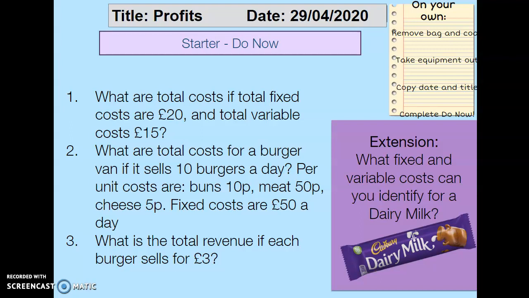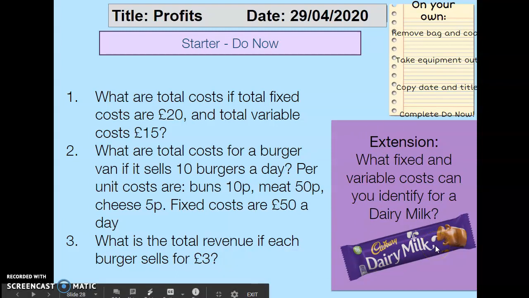Question 3. What is the total revenue if every burger sells for £3? Remember that the burgers that you sell in one day are 10. So we're selling 10 burgers per day, and we know that the price is £3 for every single burger. Extension question here. What fixed and variable costs can you identify for a bar of Dairy Milk? I'm going to give you the answers to these 3 in a second, and we'll discuss this question verbally when we do our webinar.